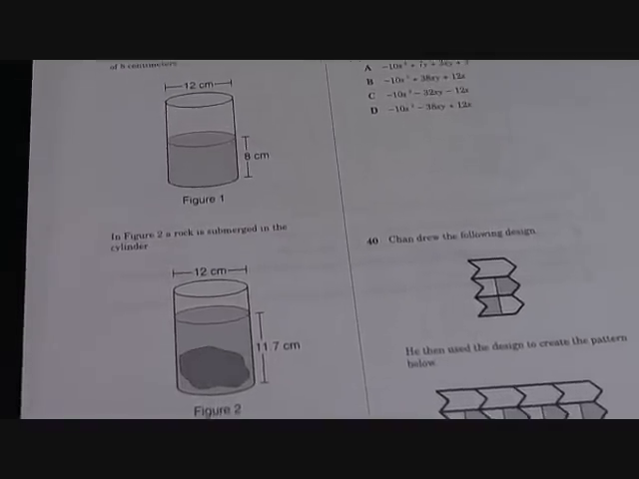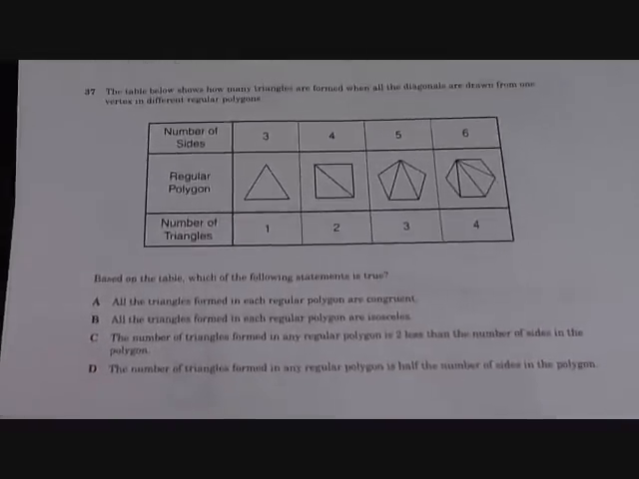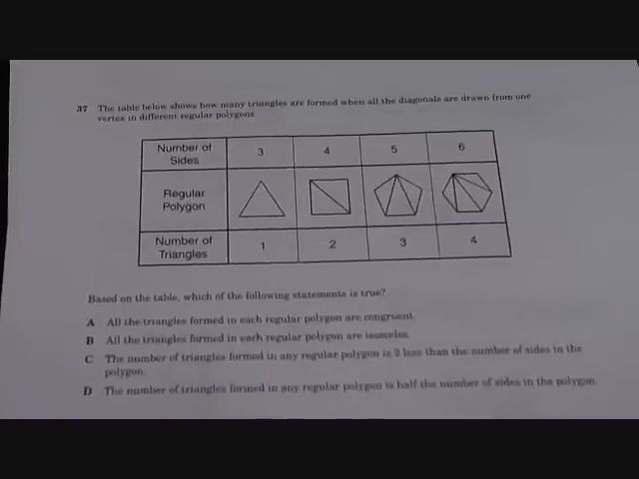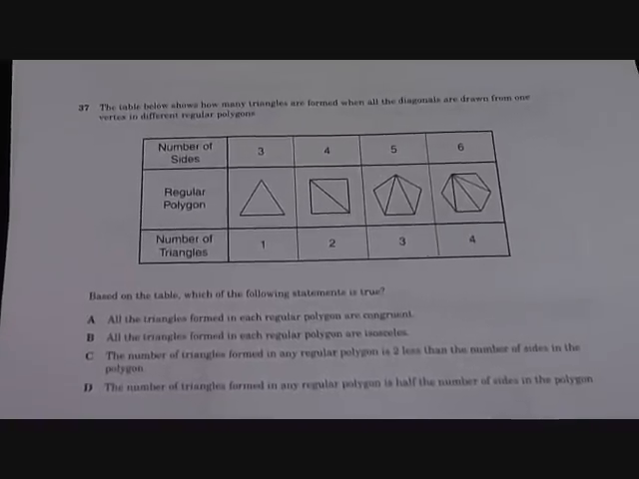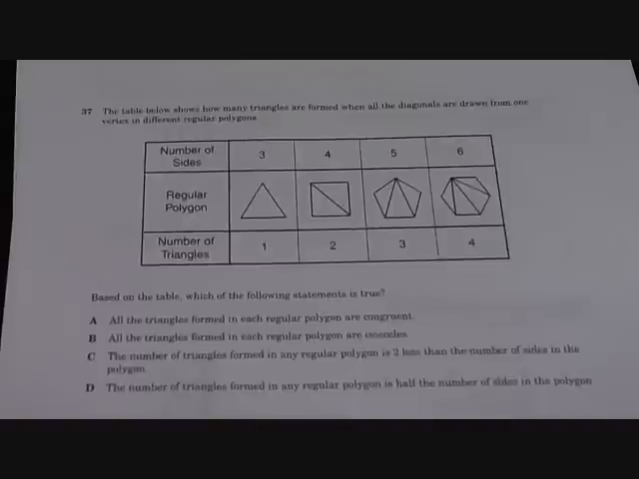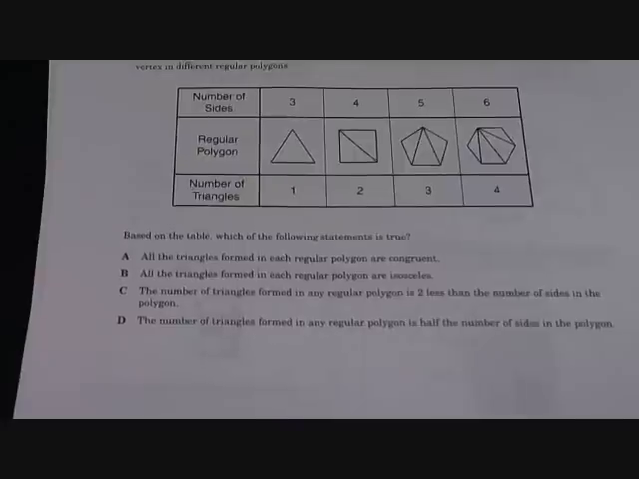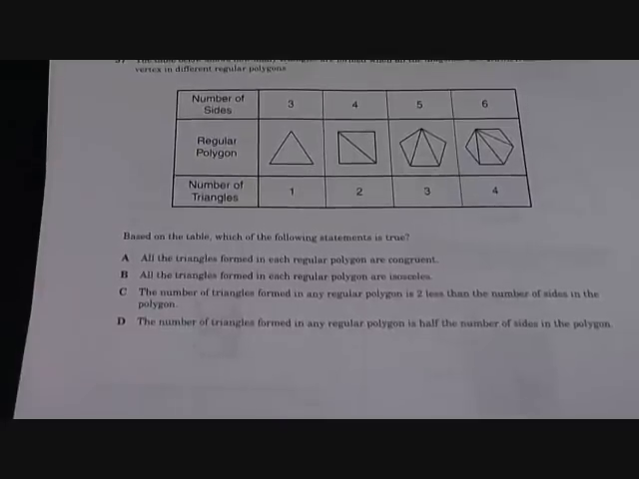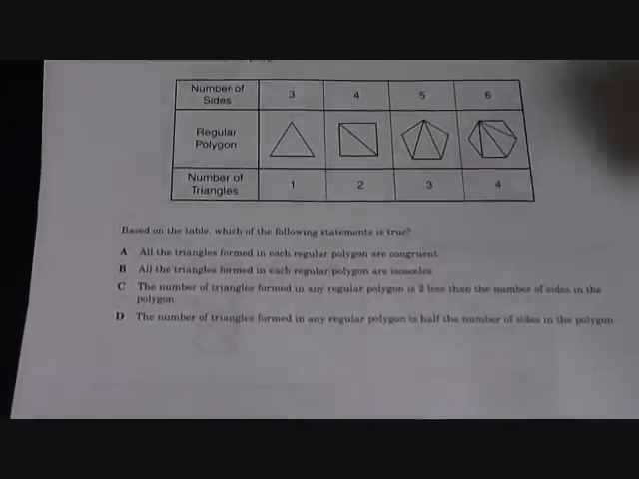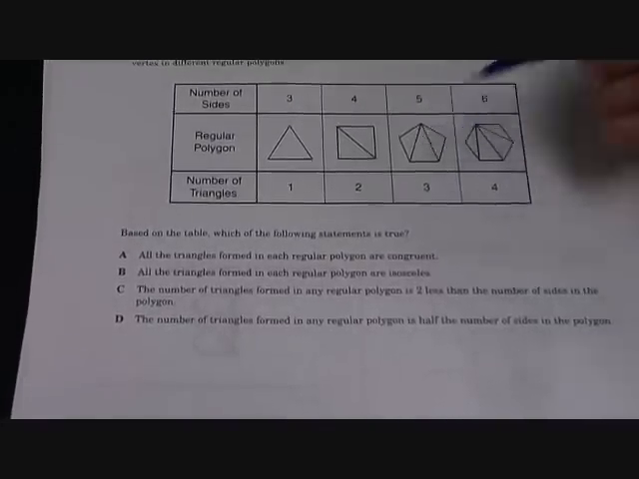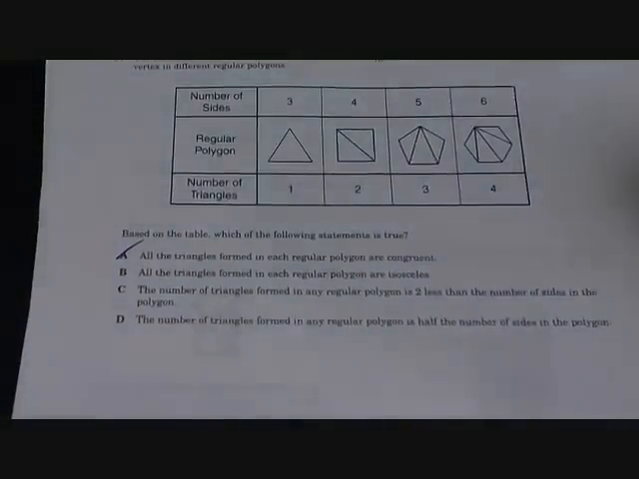Where's 37 at? 37. The table below shows how many triangles are formed when all the diagonals are drawn from one vertex in different regular polygons. Based on the table, which of the following statements is true? All triangles formed in each regular polygon are congruent, meaning they're all the same. These two are not the same, so that is wrong right off the bat.